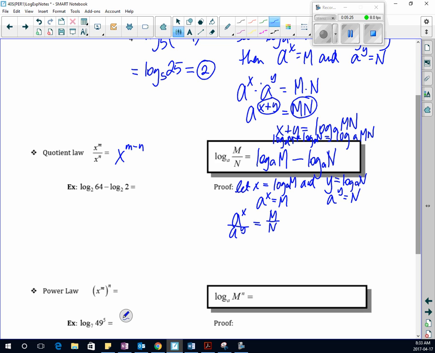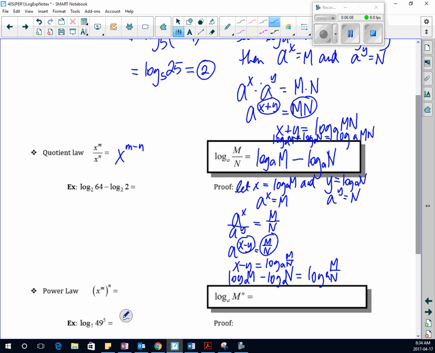Okay, and that would simplify to be a to the power x minus y. Yes? So again, I'm going to keep this together, and I'm going to switch it back to logarithm form. So what's my log equal to? Well, x minus y is equal to the log of m divided by n base a. Yes? And again, if I plug in what x equals, that would be log of m base a subtract log of n base a, and that's what my theorem actually equals.